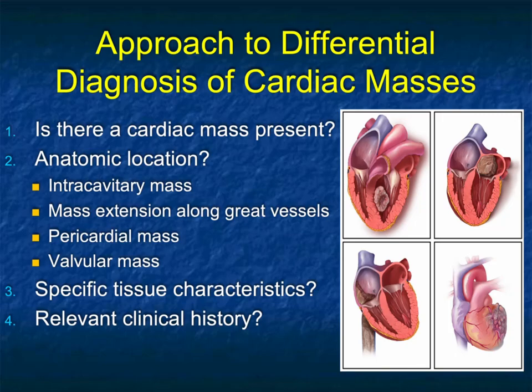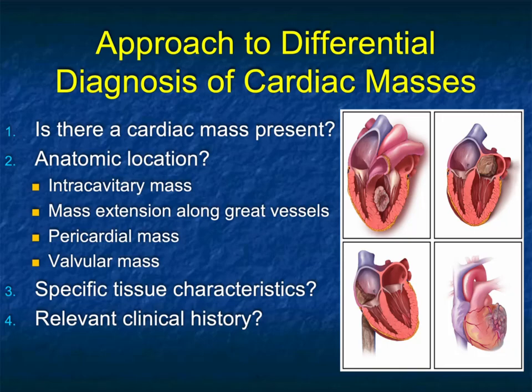So the first thing you want to know is, is there a cardiac mass present? And if the answer is yes, where is it? Is it intracavitary? Is it extending down along the great vessels, kind of growing downwards like a thymoma or lymphoma? Is it a pericardial mass? Is it a valvular mass?